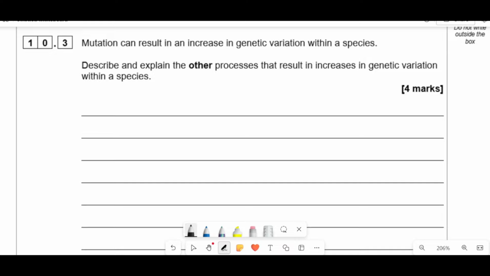A lot of people just said loads of things and didn't actually say how it leads to increased genetic variation. So, the whole point is we're making new combinations of alleles. We're not making new mutations come in, right? Lots of people were giving lengthy answers about natural selection, survive and reproduce, random mating, this and that. Again, that's not what they're asking.